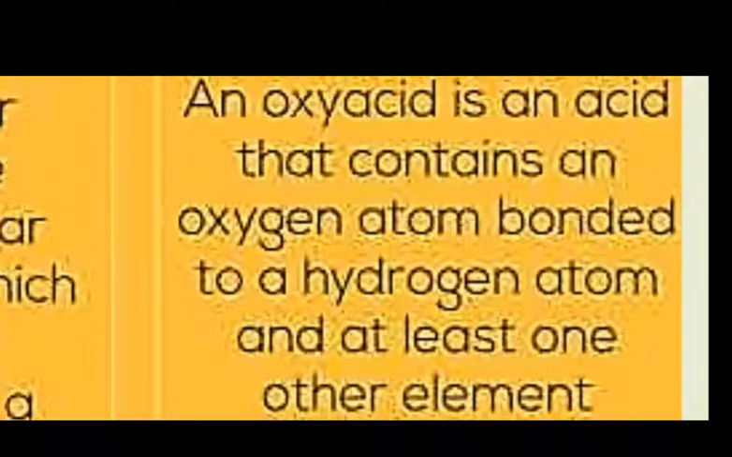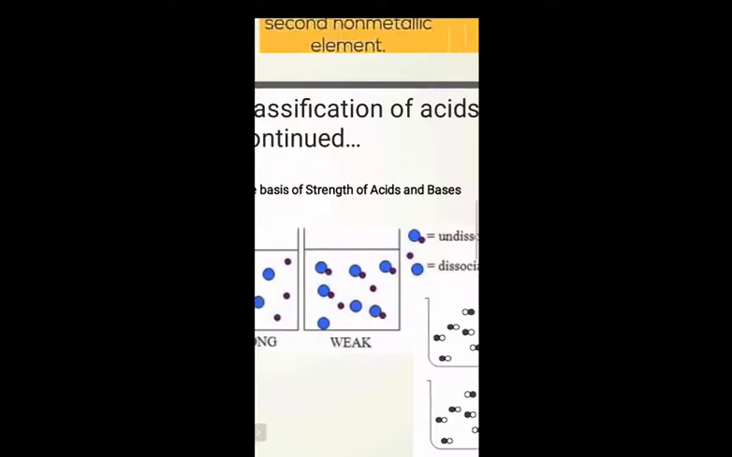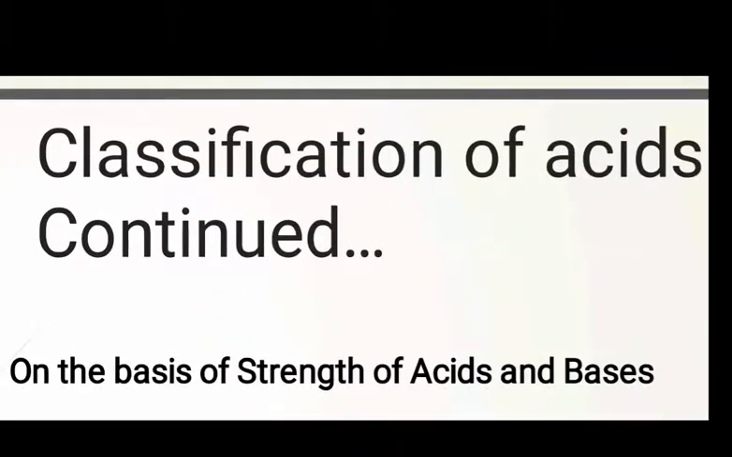So two types of classification we have learned. First one is depending upon the source of the acid. Second one is depending upon the molecular composition of acid. I hope this is clear to you. And next one, we are going to classify it on the basis of strength of the acids. Understood?